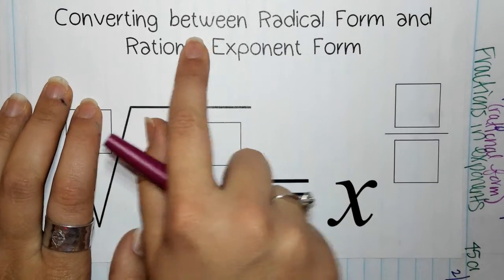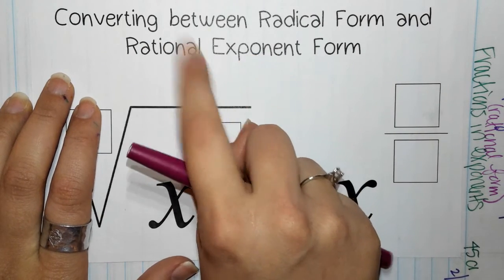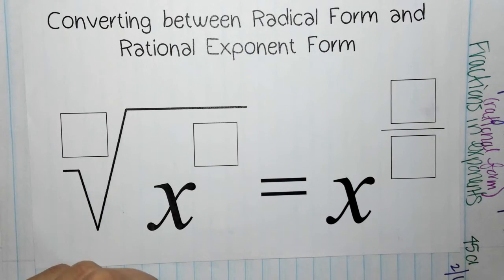All right, so converting between radical form and rational exponent form. So rational exponent form is when we have what as an exponent? A fraction. Take a point if you said fraction. I don't think any of y'all did.